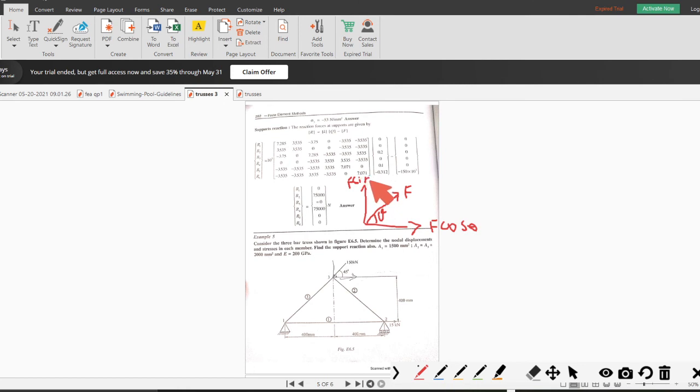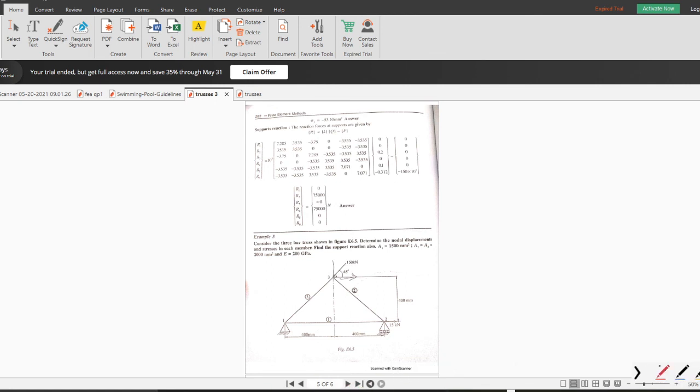This is the main difference. One more thing, keep this in mind: when you resolve forces, you should see the direction also. Understood? Yes, sir. Okay, see, by this, all of you understood? Yes, sir.